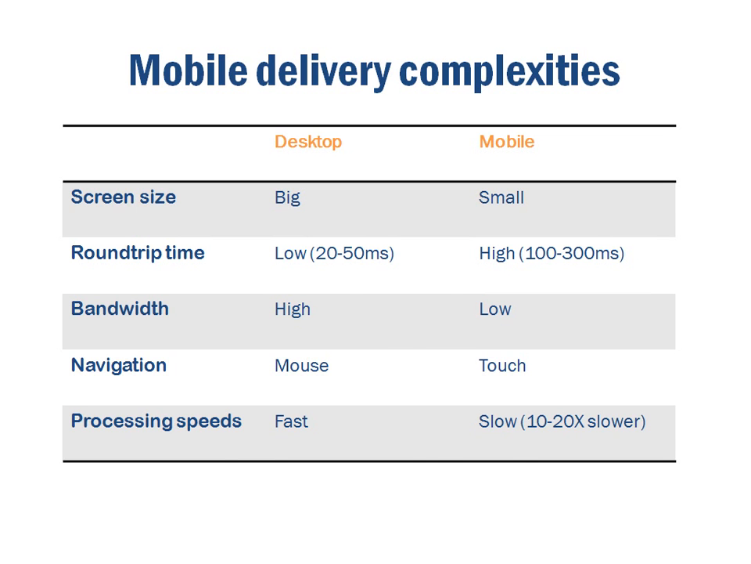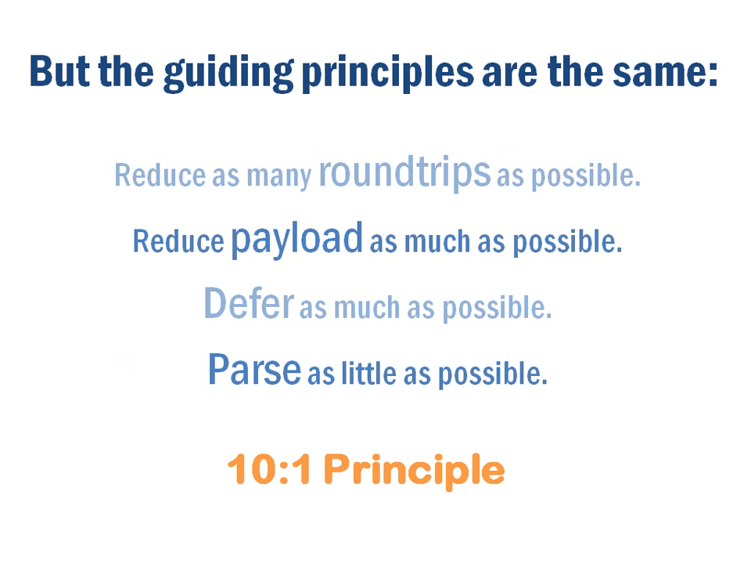We went and really tried to establish some guiding principles. And the guiding principles are not unlike the business that we're in today, optimizing sites for desktop, which are: we want to reduce round trips, we want to reduce payload, we want to defer as many things as we can, we want to parse as little as possible. What we really came out with was this 10-to-1 principle, where what we found was that actually everything is amplified. Each round trip takes more time. The more payload we send takes more time.